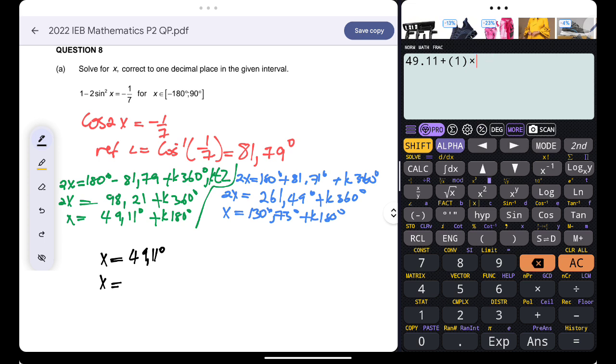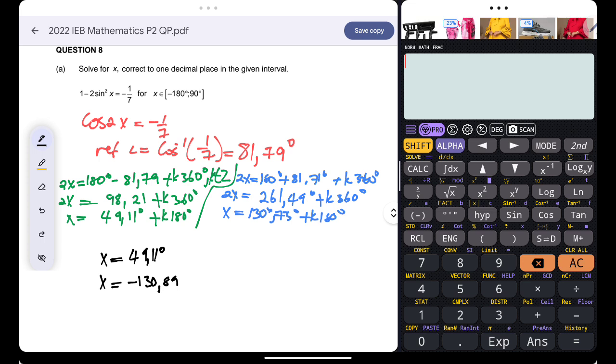excuse me, I don't have 360, I have 180. Whenever I substitute 1, I still get a number which is greater than 90. So I need to go to the negative numbers. I get a negative 1. Whenever I substitute negative 1, I get negative 130.89 degrees. And then let me check. Whenever I substitute negative 2, what do I get? I get a number which is less than negative 180, so I don't have to go further.